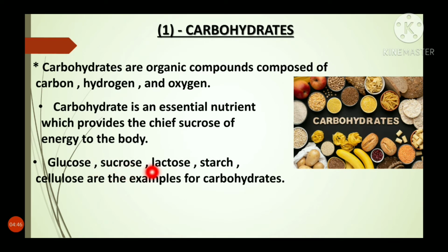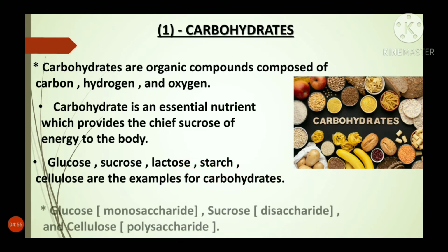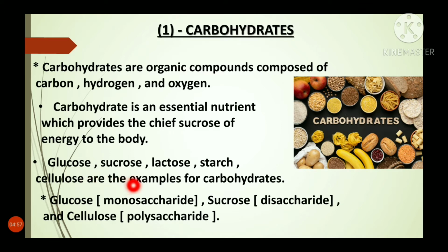Glucose, sucrose, lactose, starch, cellulose are the examples for carbohydrates. Glucose is also said to be monosaccharide, sucrose disaccharide and cellulose polysaccharide. What are these saccharides? They are the fiber contents and the sugar content present in the food products. Next is proteins. What is it?